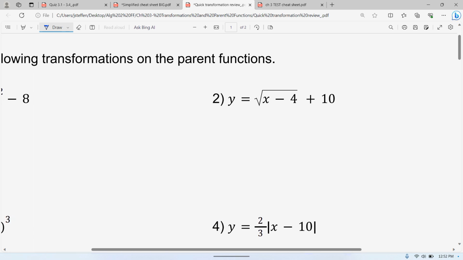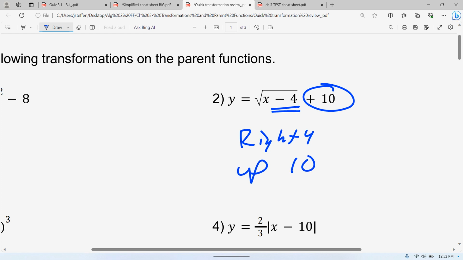The next one, again, we have a number out behind it, so that's going to be up and down. Inside is left and right, so this one goes to the right 4. And up 10. Don't make those harder than they have to be.